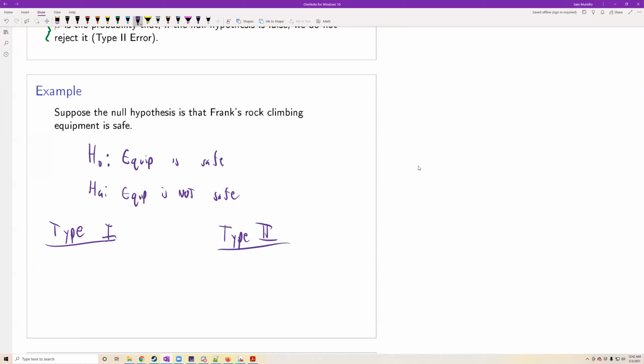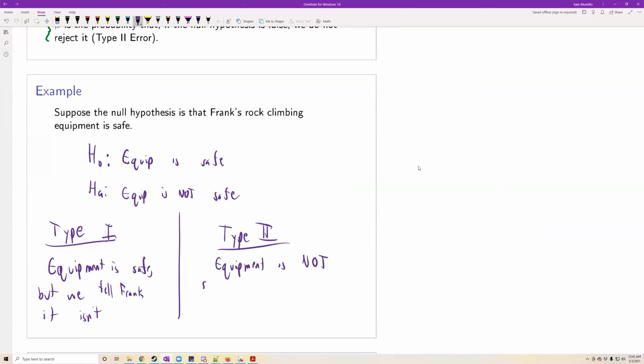Type 1 error would be that the null hypothesis is true, but we reject it anyway. The equipment is safe, but we tell Frank it isn't. Type 2 error would be that the equipment is not safe, but we tell Frank it is.